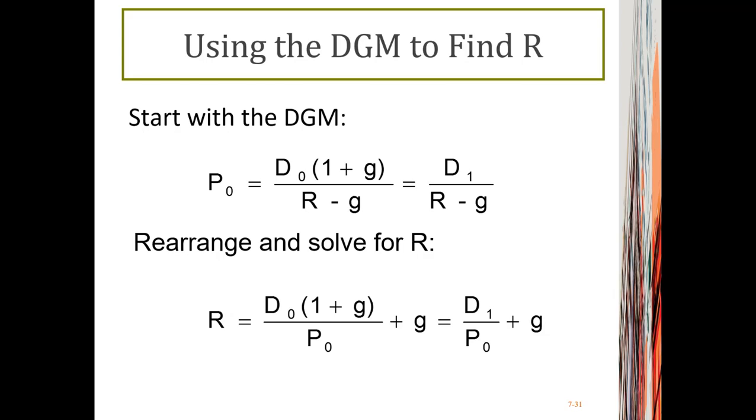if the stock market is in equilibrium, or if stock prices are fairly priced. So this R, the expected rate of return, can be solved based on the dividend discount model, and it equals D0 times 1 plus G divided by P0, plus G. So what? You would say, so what?